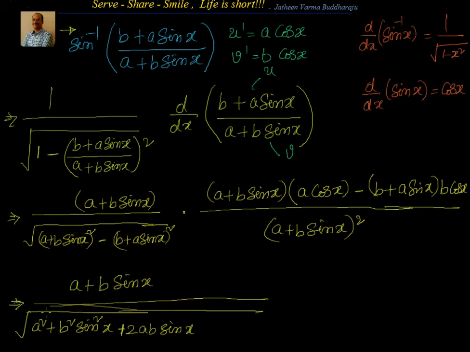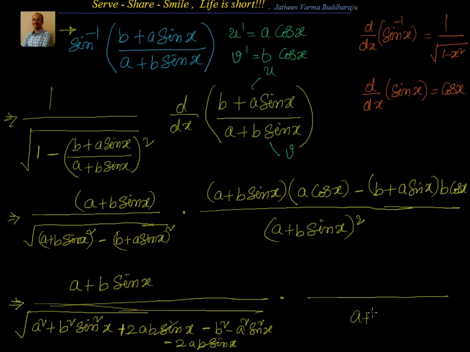So we'll have (a plus b sin x) whole square is a square plus b square sin square x plus 2ab sin x. Minus of (b minus a sin x) whole square is b square minus a square sin square x, then minus 2ab sin x. And we can see that 2ab sin x cancel. We'll have a square minus b square and also b square sin square x minus a square sin square x. We'll write it in the next step.